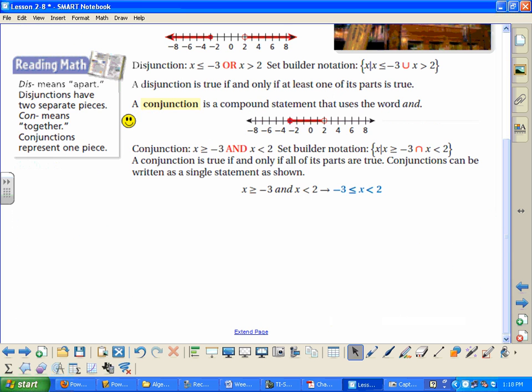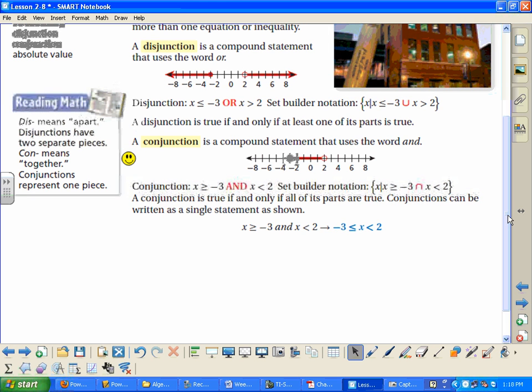When you write the statements with and, you can either write it like this: x is greater than or equal to -3 and x is less than 2. Or this is the way you should write it. Put x in the middle. Then it shows greater than -3 and less than 2. So we're supposed to write it. Right? Yep. You're writing it this way.